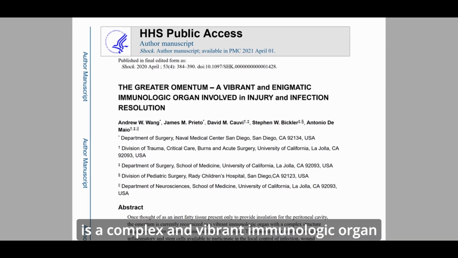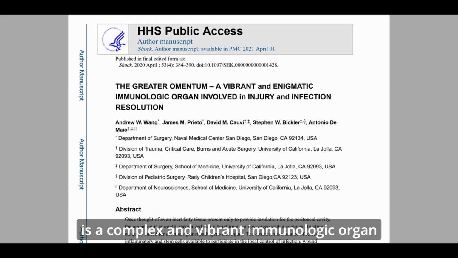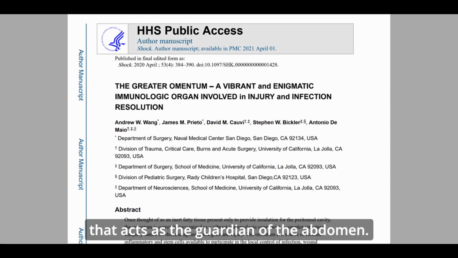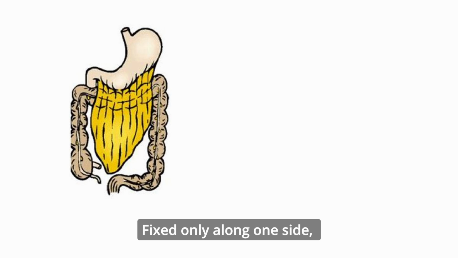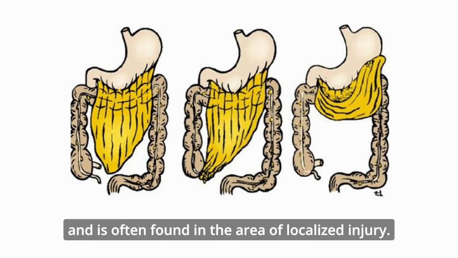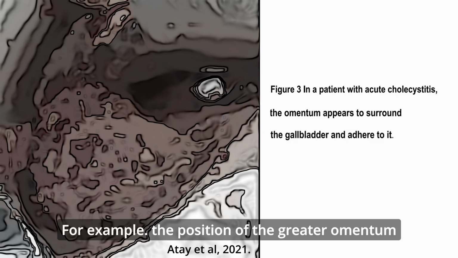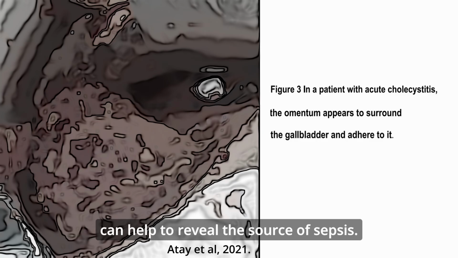The greater omentum is a complex and vibrant immunologic organ that acts as the guardian of the abdomen. Fixed only along one side, it can slide across the abdomen and is often found in the area of localized injury. For example, the position of the greater omentum can help to reveal the source of sepsis.